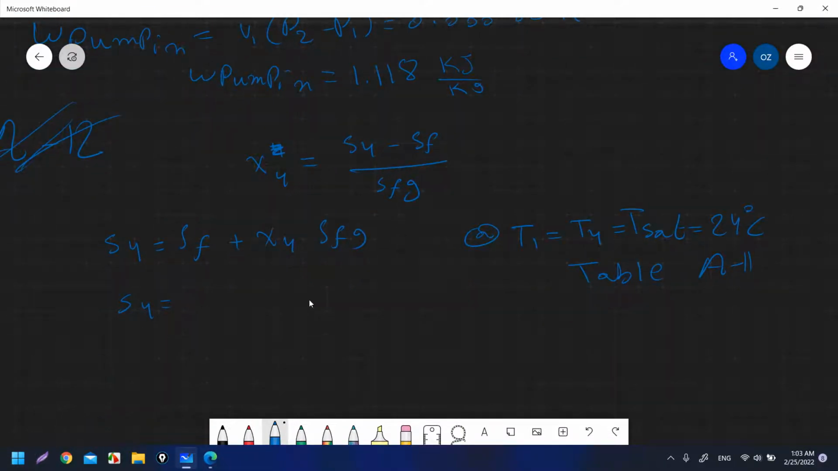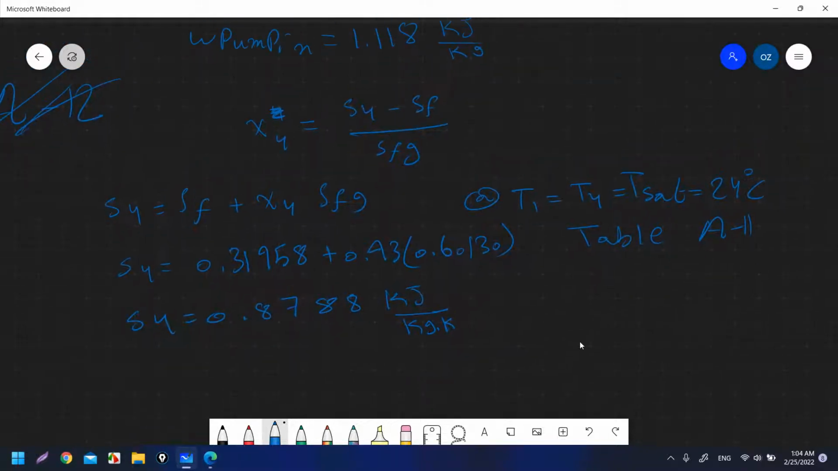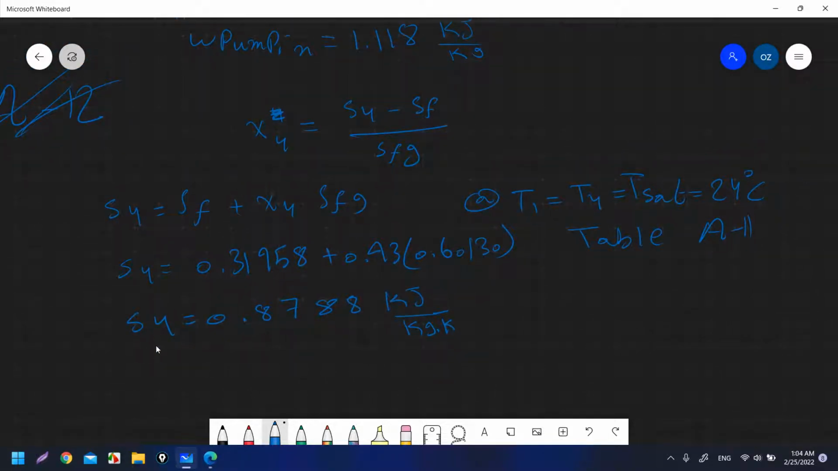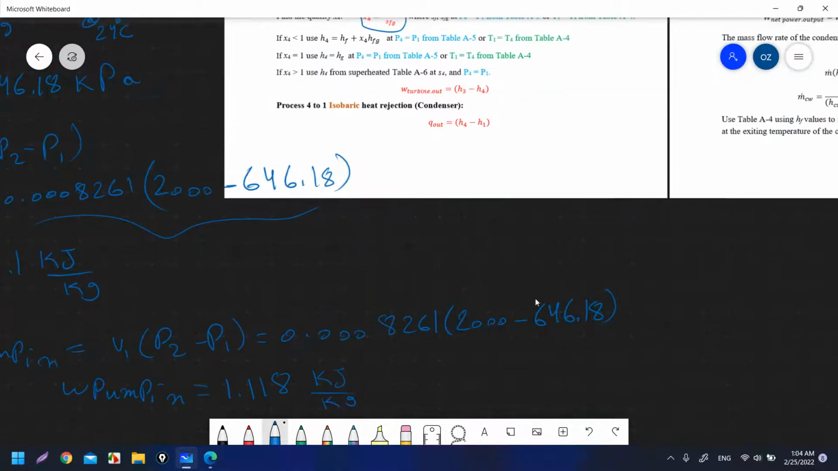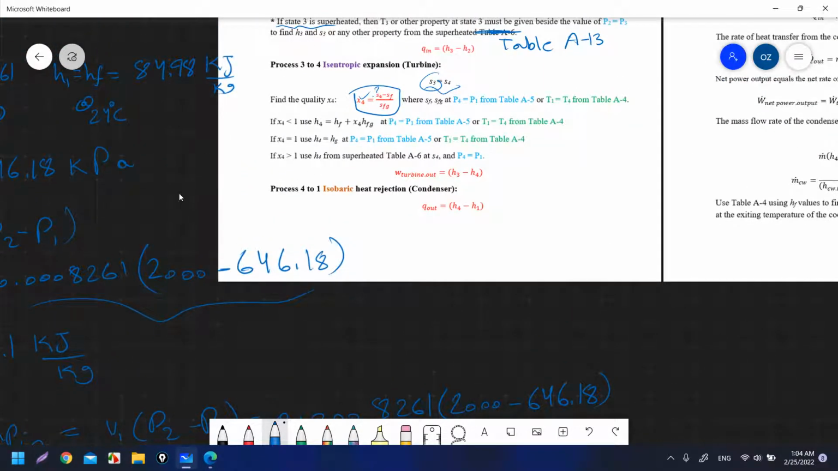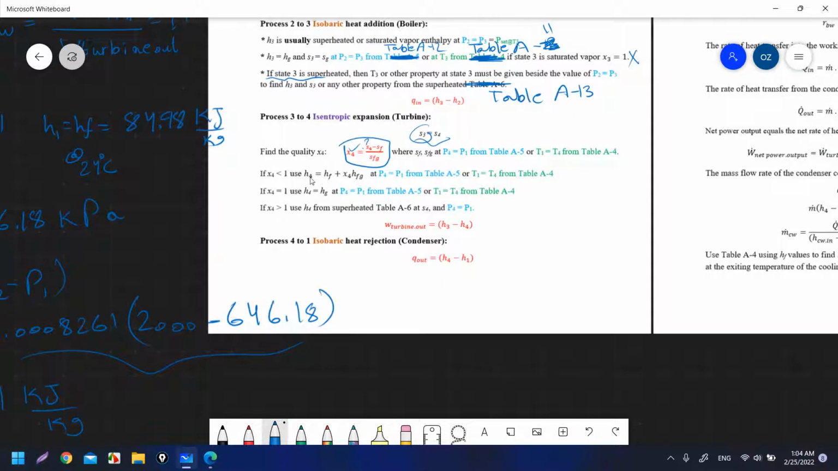So SF is 0.31958, X4 is given in the question as 0.93, and SFG is 0.60130. So S4 is equal to 0.8788 kilojoule per kilogram Kelvin. Don't forget the Kelvin, it is entropy. Then after I found S4, I can already find H4 before going back and searching for H3. I can find H4 using this equation.